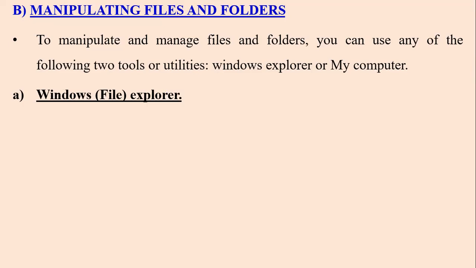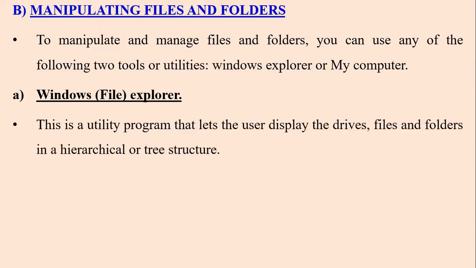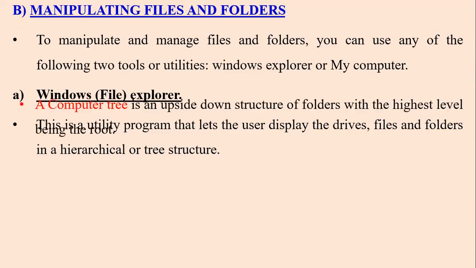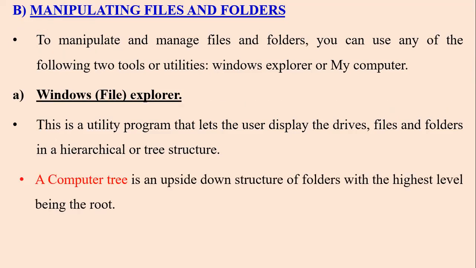How do you use the File Explorer or Windows Explorer if it is available? So Windows Explorer or File Explorer is a utility program that lets the user display the drives, files, and folders in a hierarchical or tree structure. A computer tree is an upside down structure of folders with the highest level being the root.